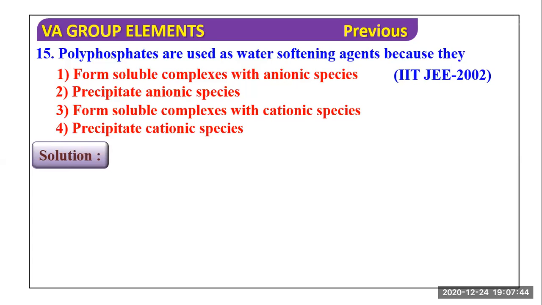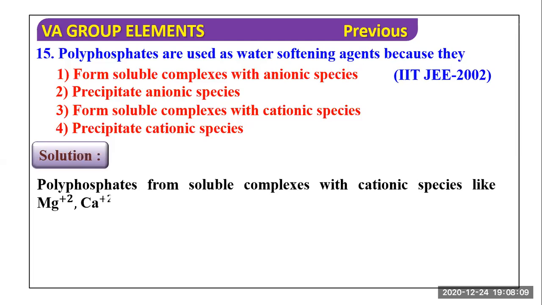Polyphosphates form soluble complexes with cationic species like calcium, magnesium, etc. It will form a soluble salt and hence hardness is removed. Is it okay? So polyphosphate forms soluble complexes with cationic species like calcium and magnesium, and hence hardness is removed.